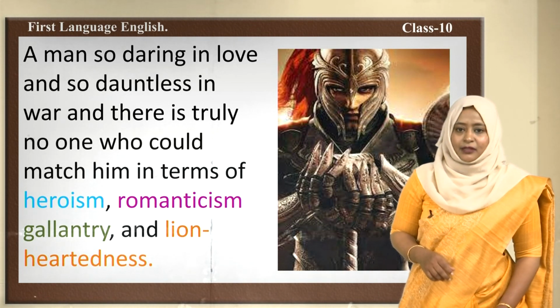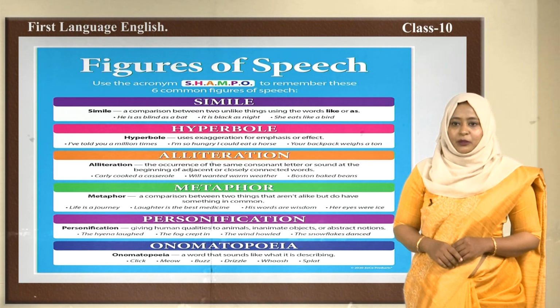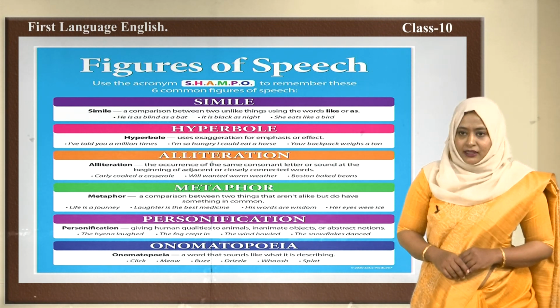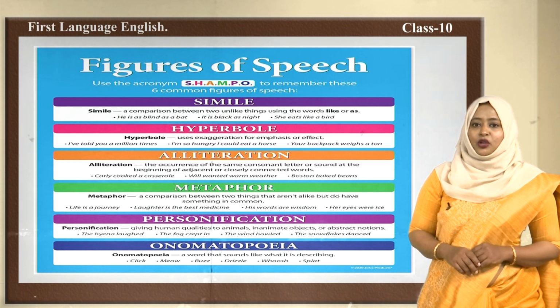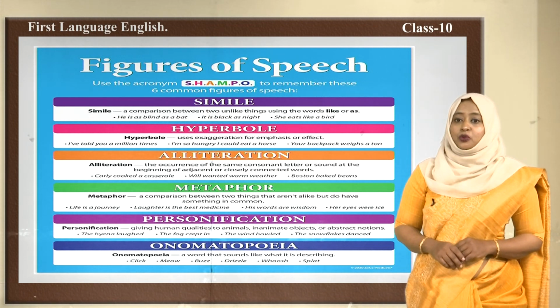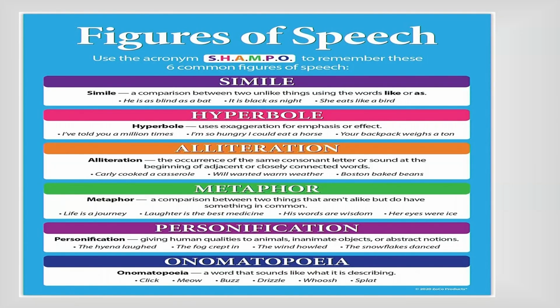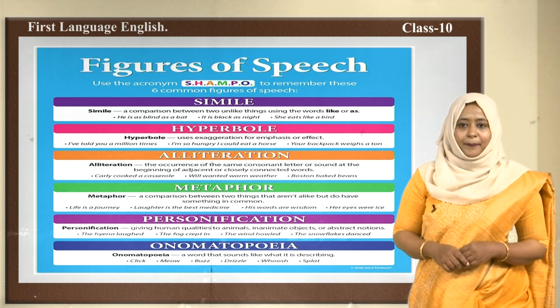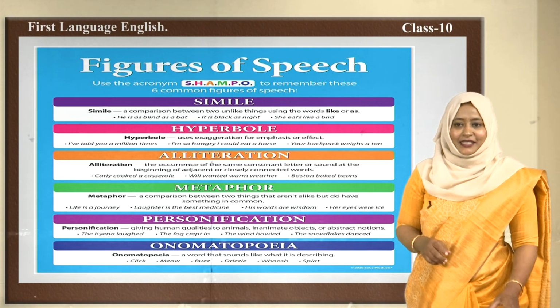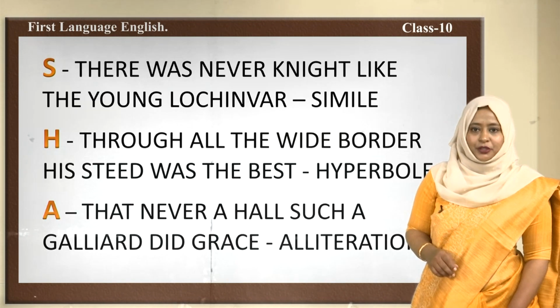Today in the grammar section we will be learning about figures of speech. There are many in number, but today we are going to learn only a few figures of speech which we widely use. They are simile, hyperbole, alliteration, metaphor, personification, onomatopoeia. So how can you remember them? Like you all know, we have a hygiene process. We all bathe every day. So one of the components that we use in the bathing process is the shampoo. So you can remember SHAMPOO to remember these commonly used figures of speech.